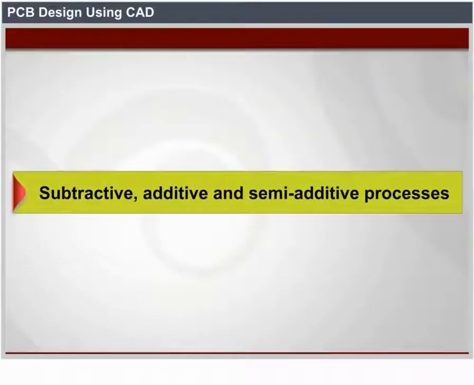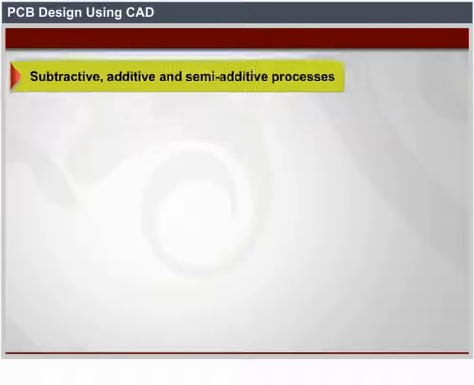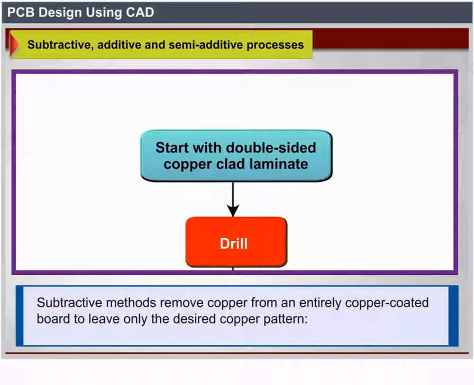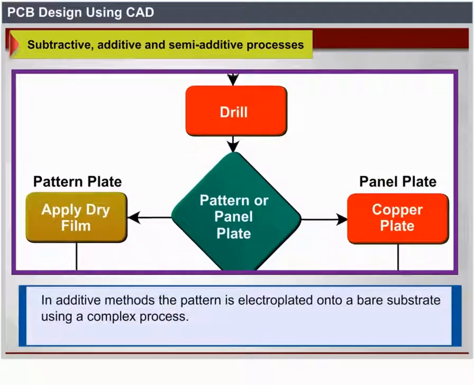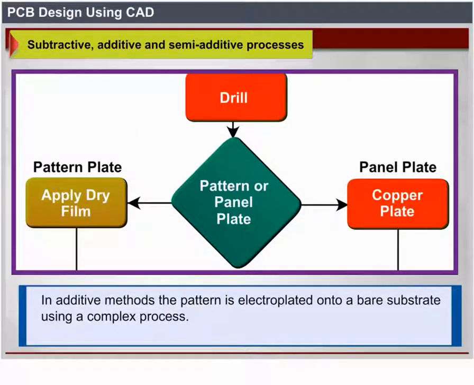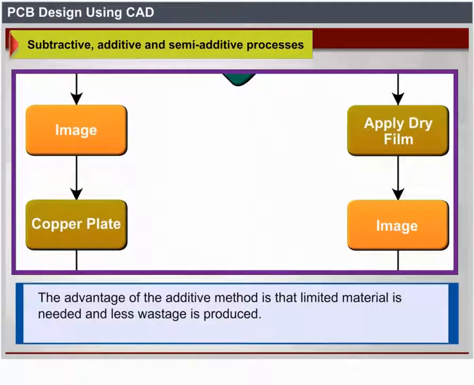Subtractive, additive, and semi-additive process. Subtractive methods remove copper from an entirely copper-coated board to leave only the desired copper pattern. In additive methods, the pattern is electroplated onto a bare substrate using a complex process. The advantage of the additive method is that less material is needed and less waste is produced.